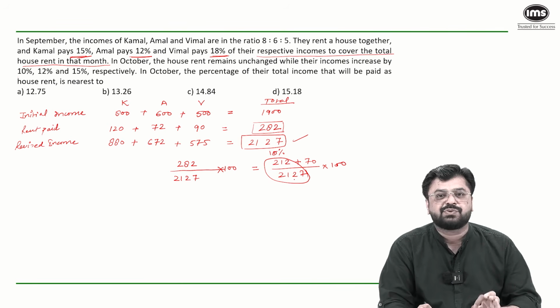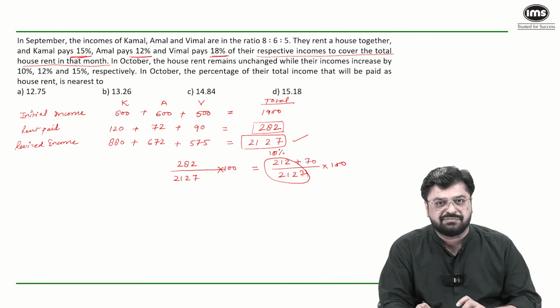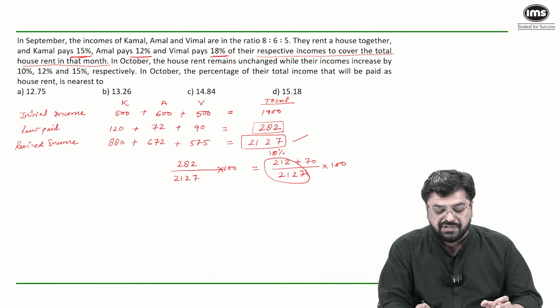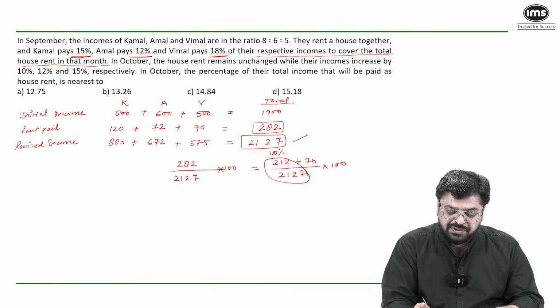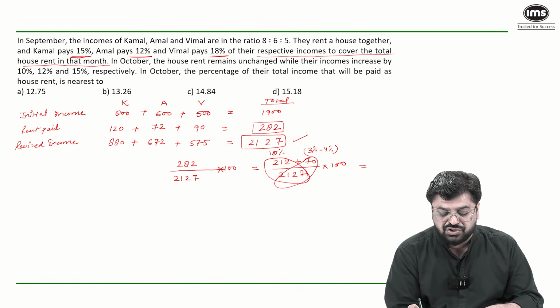1% of the denominator is 21.27. So 3% of the denominator will be 63 point something and 4% will be 84 point something, which means this 70 is between 3% to 4%. That means my answer should be between 13 to 14%.